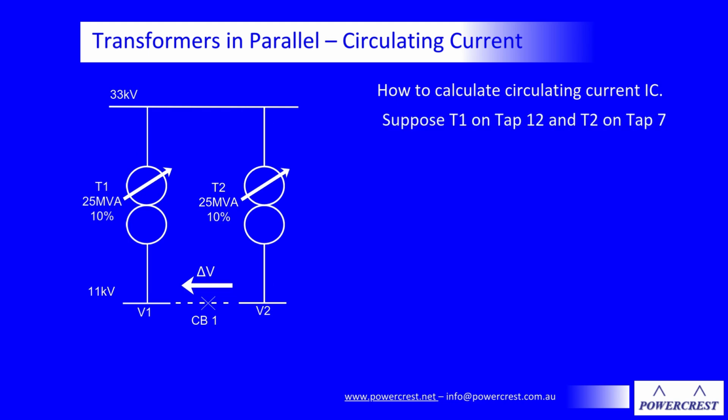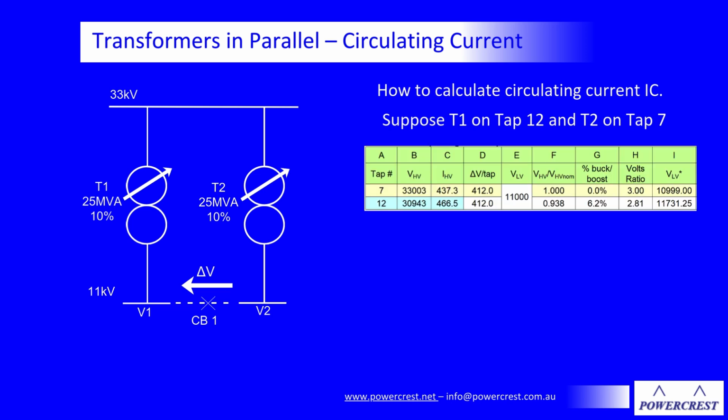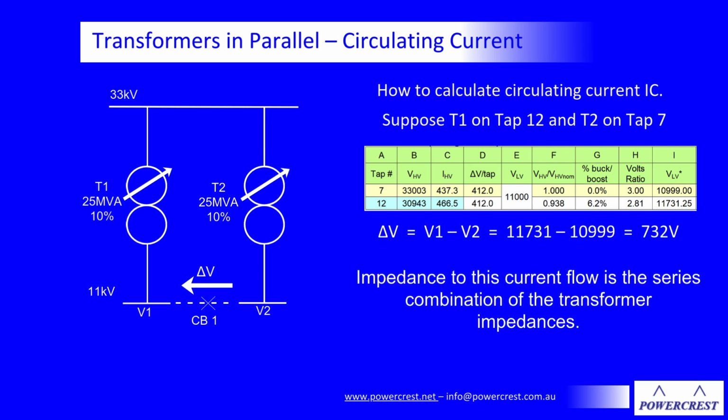Suppose T1 is on tap 12 and T2 is on tap 7, from the table we had earlier. We get from column I that V1 equals 11,731 volts and V2 equals 10,999 volts. Hence, the difference between them is 732 volts.